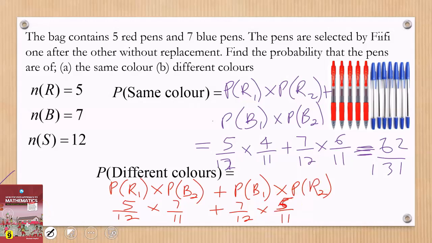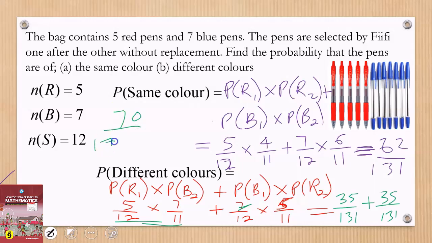So now when we simplify this and do it very well, this first portion will give us 35 on 132. That is 5 times 7 is 35, and then 11 times 12 is that. Plus, then 7 times 5 is still 35, and 12 times 11 is 132. When you put all together, that will give us 70 divided by 132.